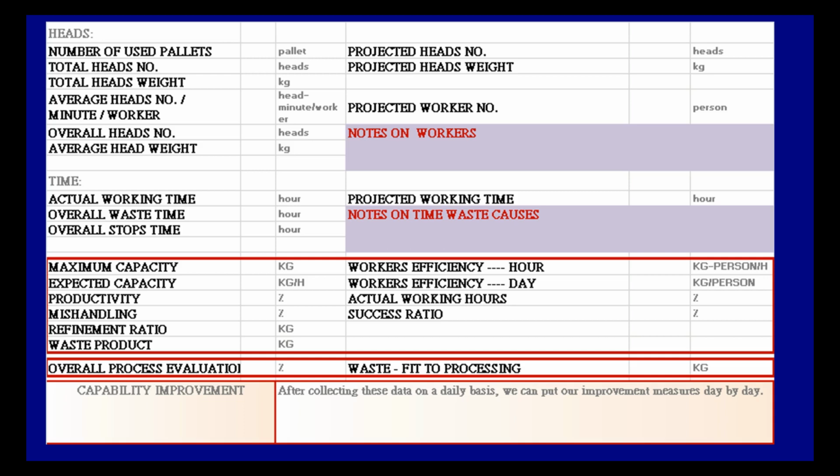Expected capacity, kg/h. Workers efficiency, day, kg/person. Productivity %, actual working hours %, mishandling %, success ratio %, hour kg/person/h. Expected capacity kg/h. Workers efficiency, day, kg/person. Productivity %, actual working hours %, mishandling %, success ratio %, refinement ratio, kg waste, product kg. Overall process evaluation %, waste, fit to processing kg.